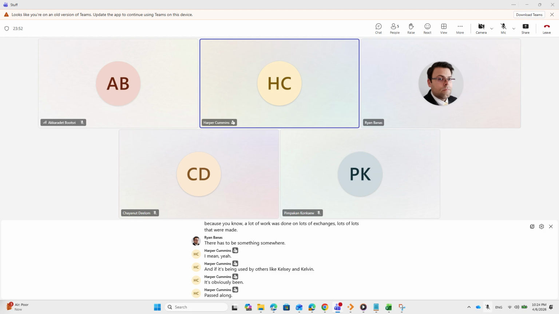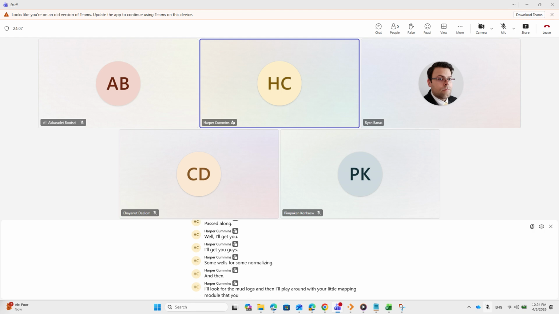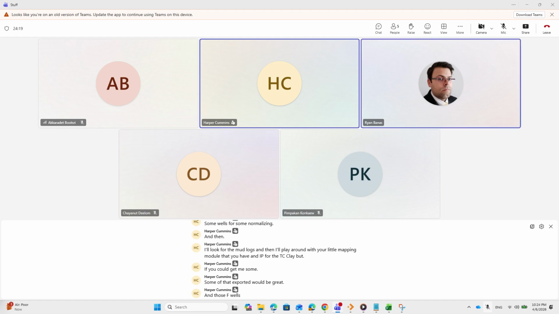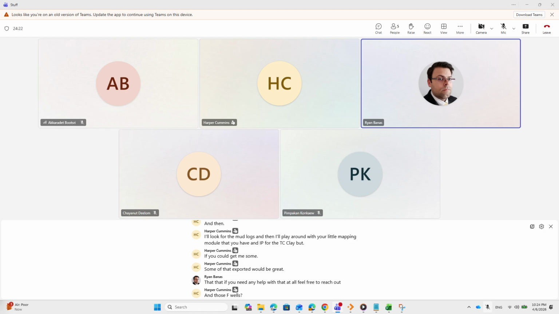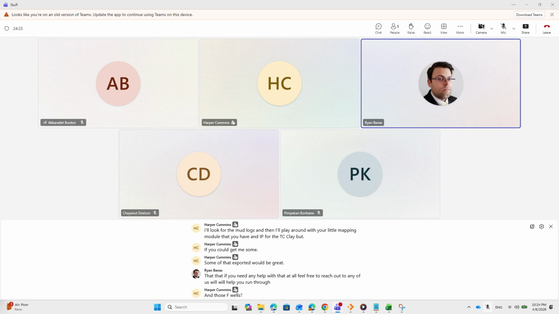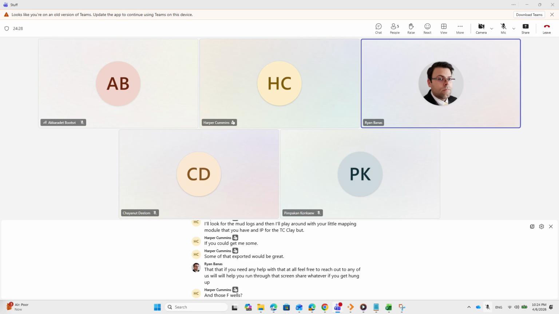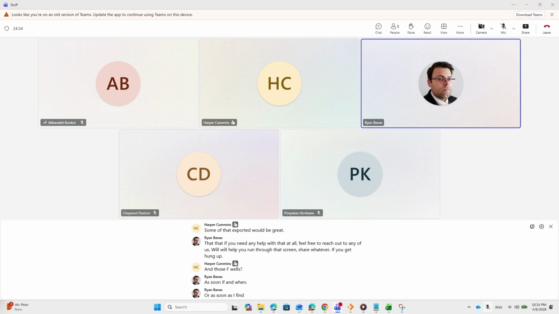Well, I'll get you guys some wells for some normalizing, and then I'll look for the mud logs, and then I'll play around with your little mapping module that you have in IP for the TOC and clay. But yeah, if you could get me some of that exported from those F wells, it'd be great. If you need any help with that at all, feel free to reach out to any of us. We'll help you run through it by screen share or whatever if you get hung up. And if and when, or as soon as I find this other stuff, I'll let you know.